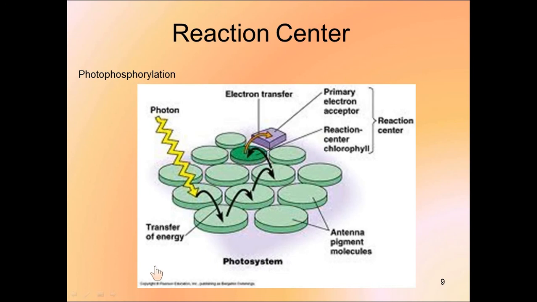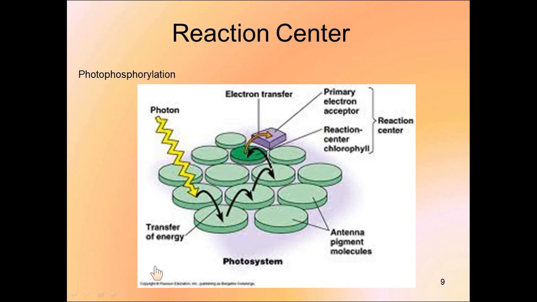Before the electron transport chain can begin its work, it has to get an electron. And that electron comes from the reaction center. The reaction center is a special chlorophyll molecule that is able to absorb enough energy from the sun to energize an electron to move it to the electron transport chain.